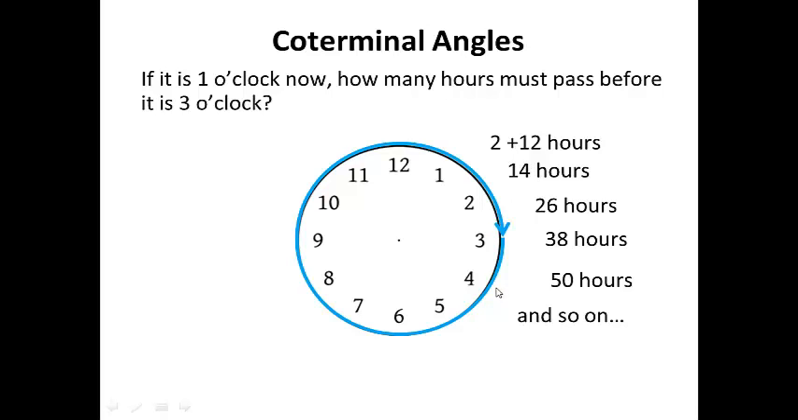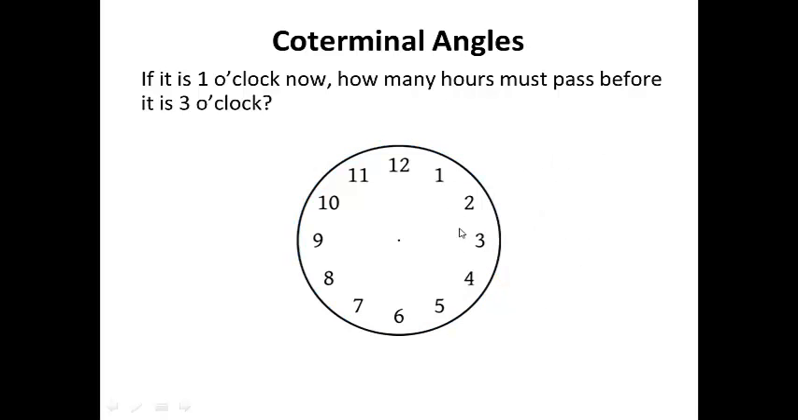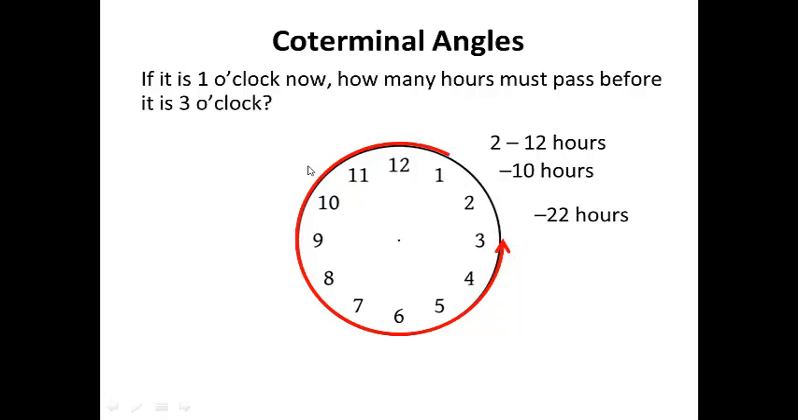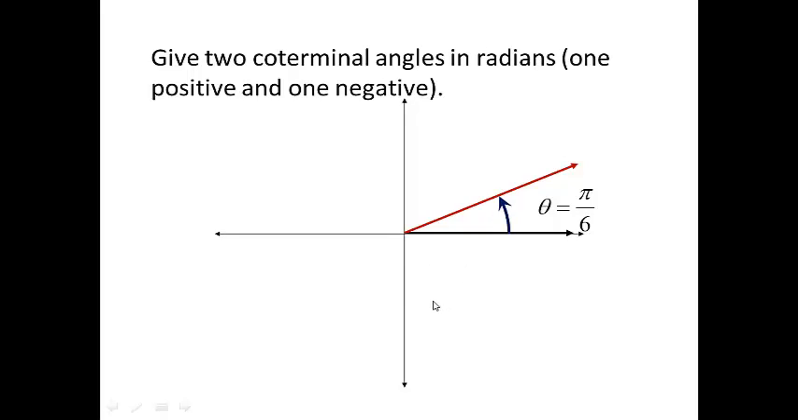But are there any other ways to get coterminal hours? Are there any other ways to get to 3 o'clock from 1 o'clock? Well, if you had a time machine, you could go back in time minus 12 hours. So after negative 10 hours, it would be 3 o'clock. And then after another negative 12 hours, it will be negative 22 hours, it will be 3 o'clock again. And negative 34 hours, and negative 46 hours, and so on. All these are minus 12 hours because that's how long it takes to go all the way around the clock. Okay, so that's kind of a basis of our coterminal.